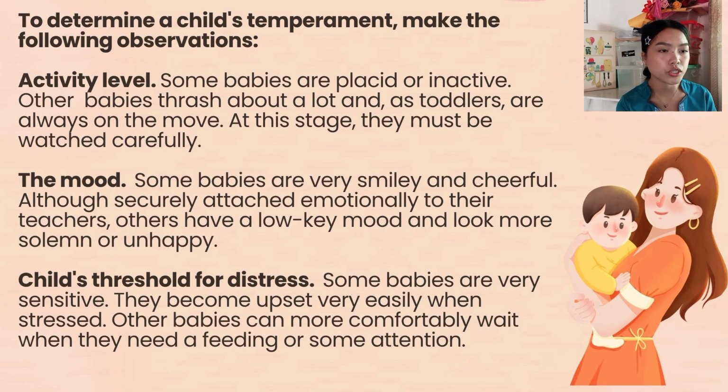So some babies are placid or inactive. Other babies thrash about a lot, and as toddlers are always on the move. At this stage, they must be watched carefully. So of course, babies have different energy, diba? So other babies are really energetic, but some are also calm.